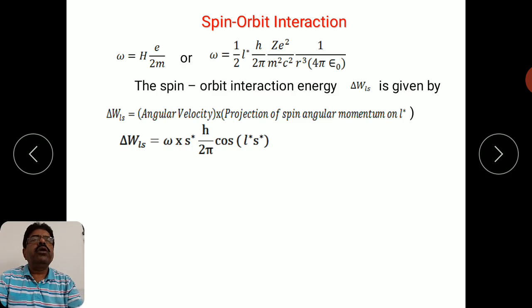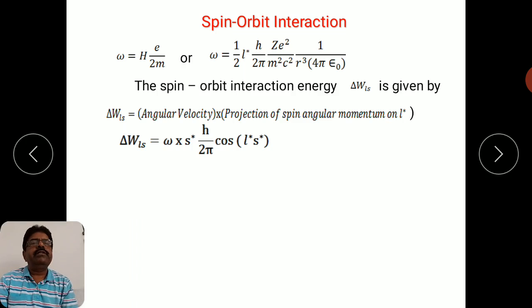Okay. So delta WLS, this LS suffix you can see here. Delta W represents the spin orbit interaction energy, and this LS, L for orbital motion, S for spin motion. So in order to represent the interaction energy of spin orbit interaction, these suffixes L and S are used. So this omega here is the angular velocity of this interaction, omega into the projection of spin angular momentum on L star. So that is S star into h upon 2 pi into cos of L star S star.